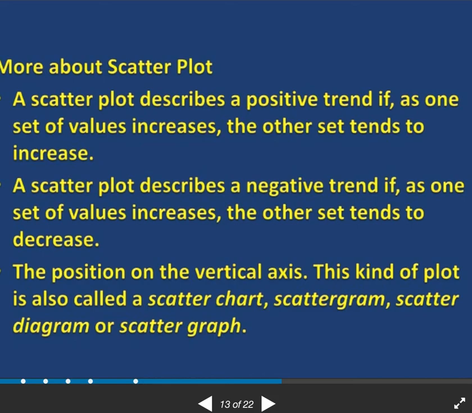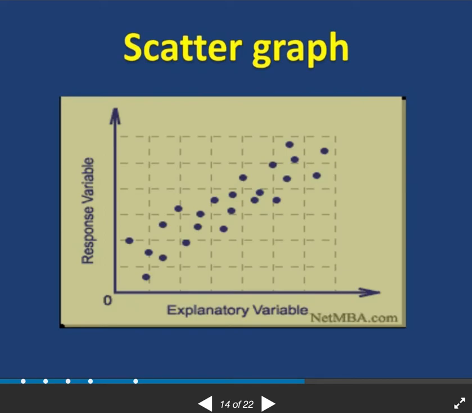So a scatter plot describes a positive trend as one set of values increases, the other set increases as well. A negative trend, as one value increases, the other decreases. And the position on the vertical axis, this kind of plot is also called a scatter graph. So we'll talk about that in the lab. So here we have our scatter graph or scatter plot. We see an increase. Our response is our y, explanatory is our x. So these are independent. This is your dependent. So as we see an increase here, you see an increase in the outcome.